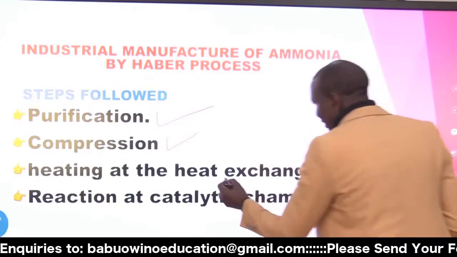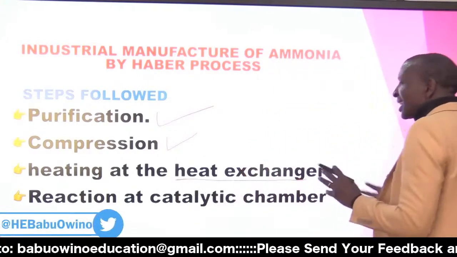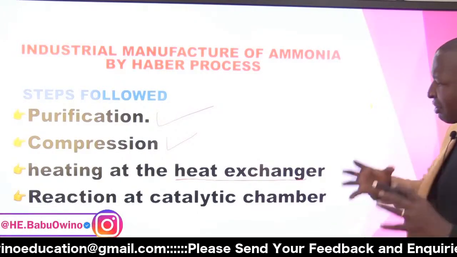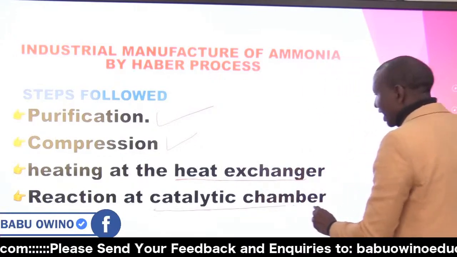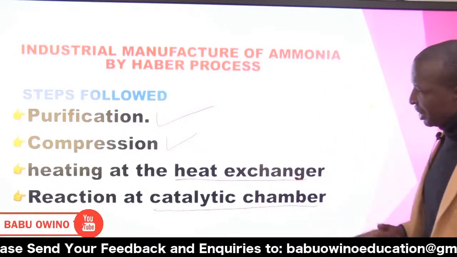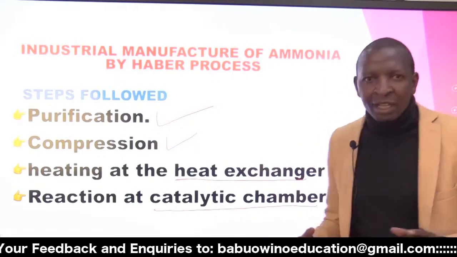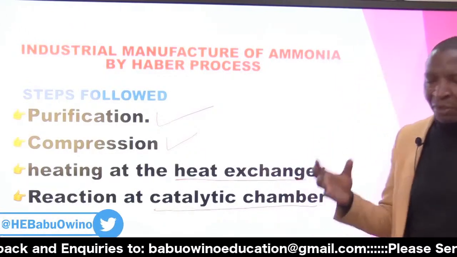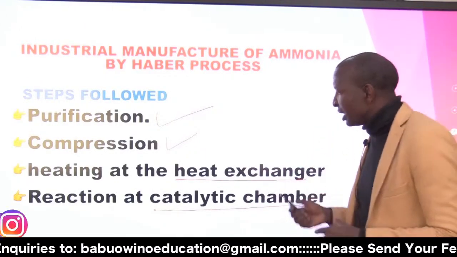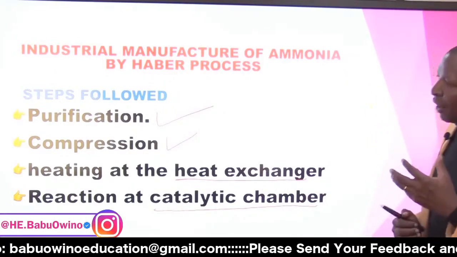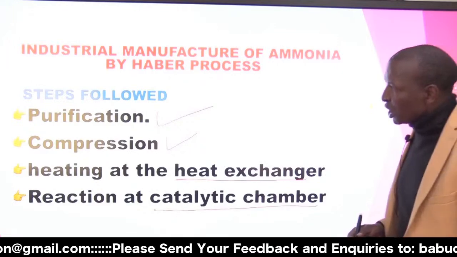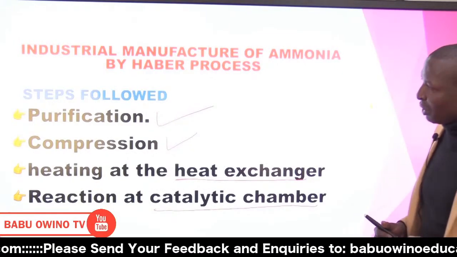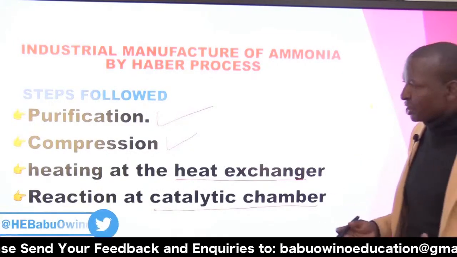You heat the gases, which takes place in the heat exchanger. The main reaction will always occur at the catalytic chamber. The main reaction that is required to form the main product, which is ammonia, takes place in the catalytic chamber. So make sure that by the end of this particular lesson, you know why we need to purify, where the purification is done, and which process is used.